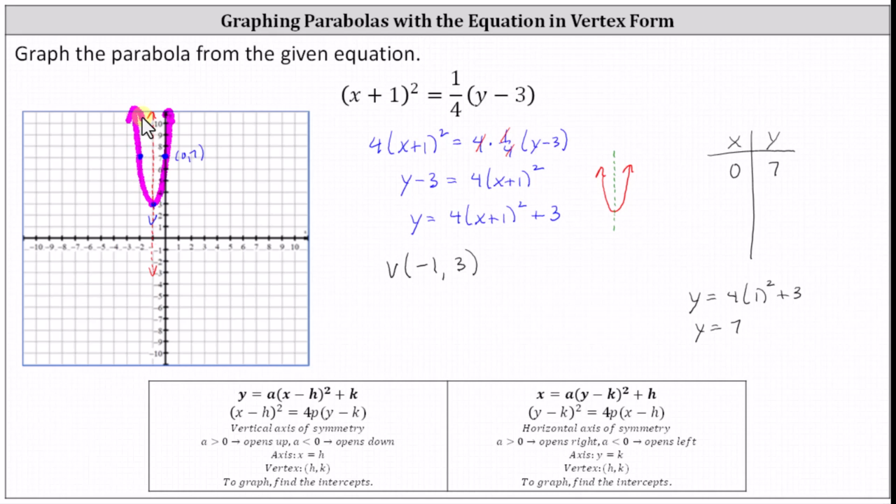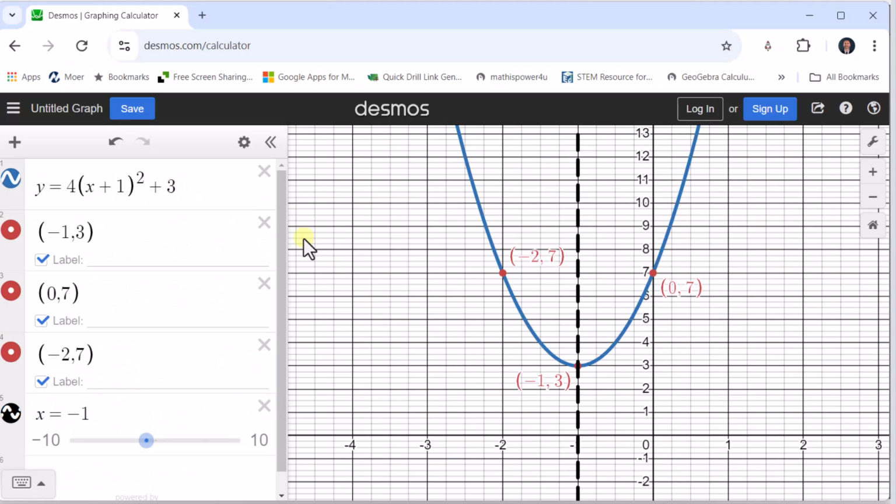Let's verify this graph using Desmos.com. I've already set this up. Notice the parabola opens up. The axis of symmetry is the equation x equals negative 1. The vertex is negative 1, 3. The parabola also passes through 0, 7, as well as negative 2, 7, verifying our work is correct.